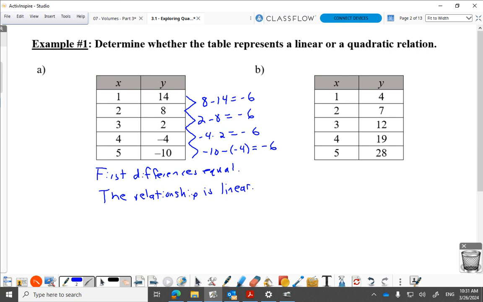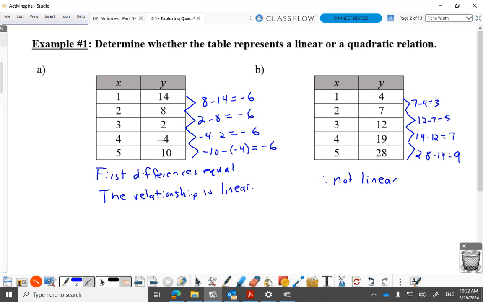In the new example, you go, okay, find the first differences. 7 minus 4, which is 3. 12 minus 7, which is 5. 19 minus 12, which is 7. And 28 minus 19, which is 9. Last year, you would have looked and gone, oh, the first differences are not the same. Therefore, not linear. If I were to graph this, it wouldn't be going up by the same amount every time.